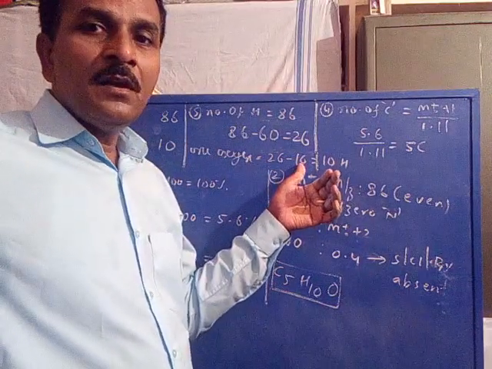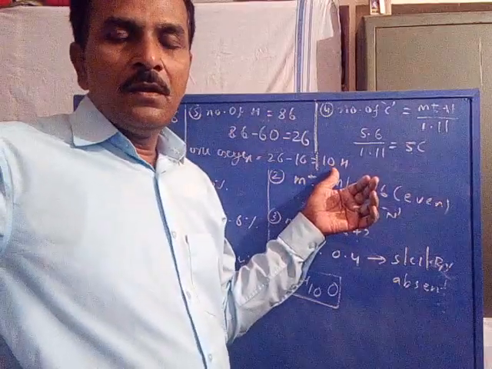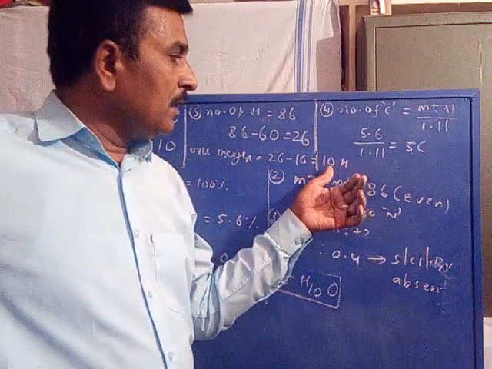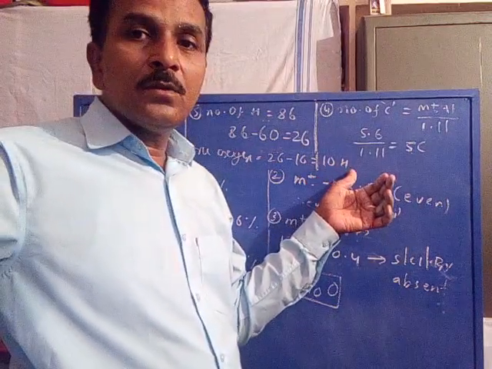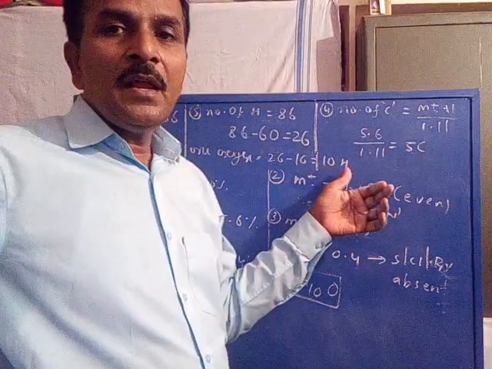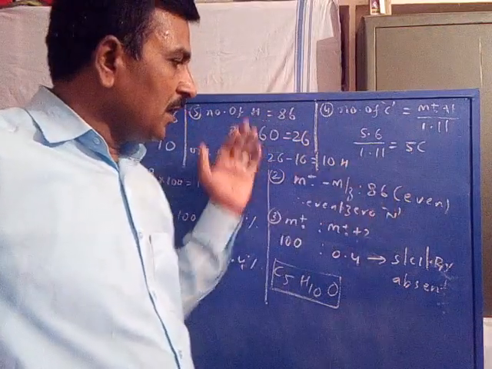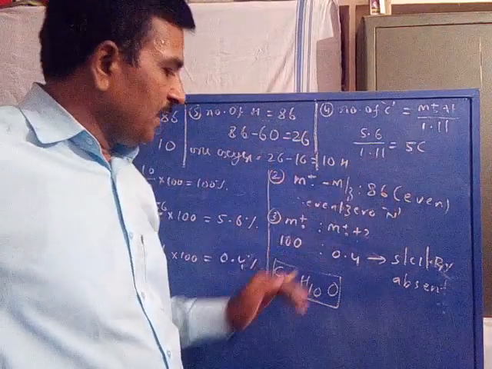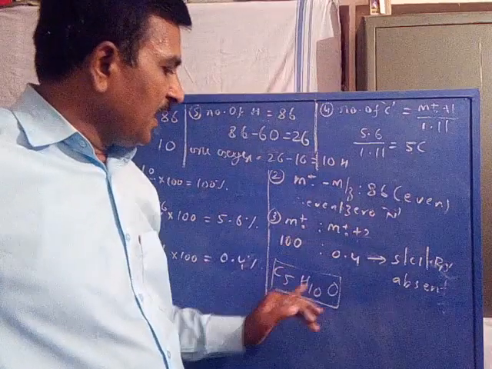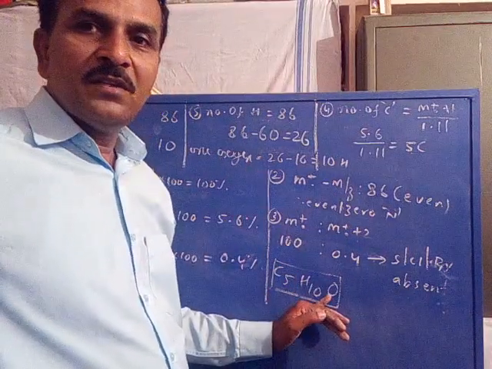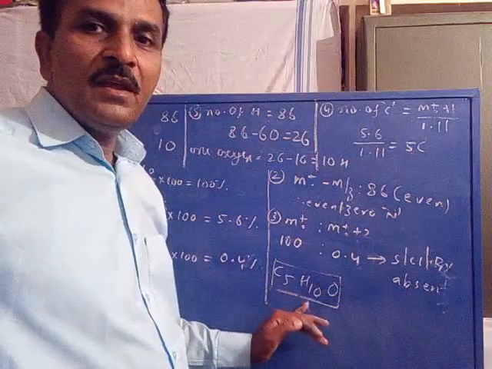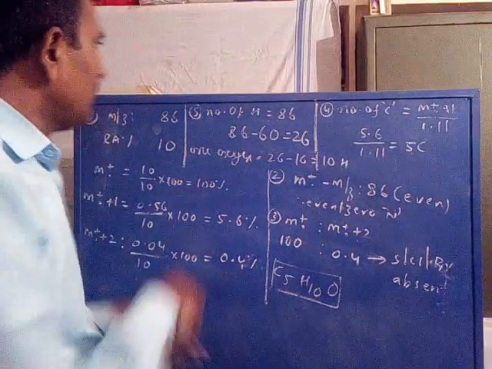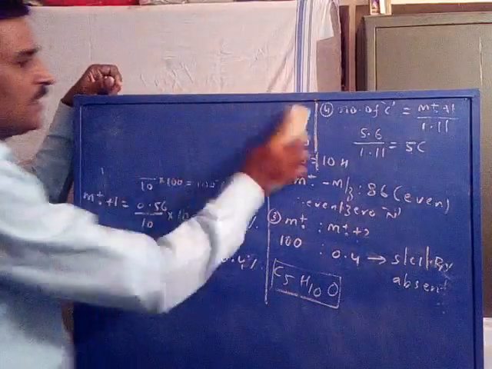26 minus 16, the leftover mass is 10. So the total 10 may be related to the hydrogen mass. So there may be 10 hydrogens present. So according to this, we have predicted 5 carbons, 10 hydrogens, 1 oxygen. So the molecular formula is C5H10O. So this is the second example for the calculation.